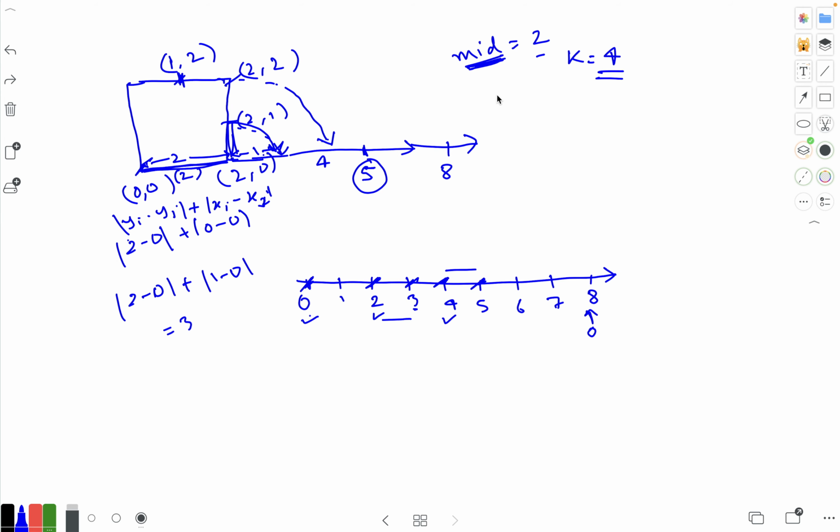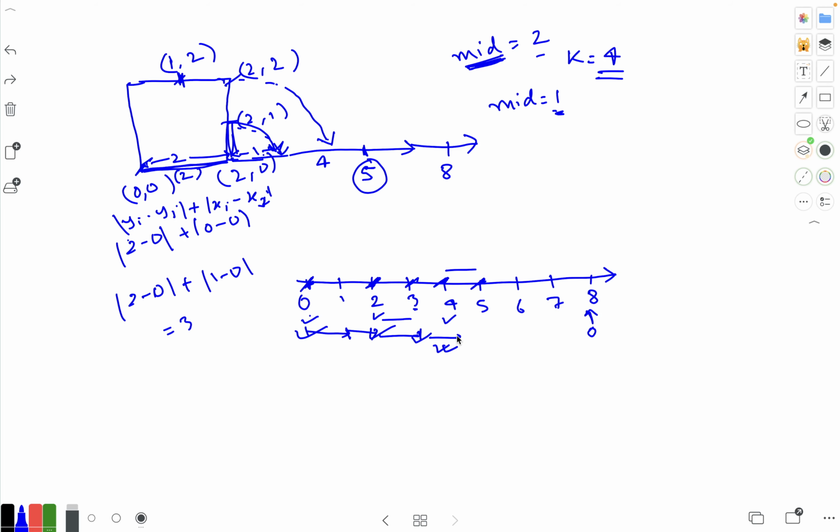So let's check for mid equal to 1. We would decrease the upper bound to mid minus 1, and then see for 1, can we select 4 points? So if we select 0, then can we select this point? Yes, we can, but there is no point actually, right? But we can select this point. So 2 points selected. Can we select this point? Yes, we can select this point.